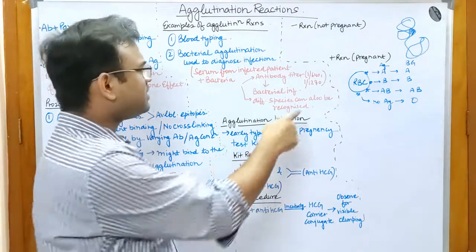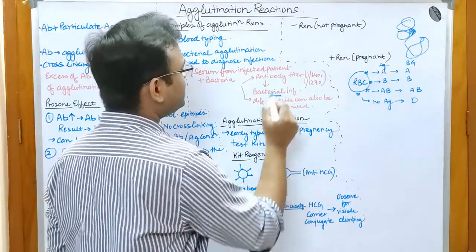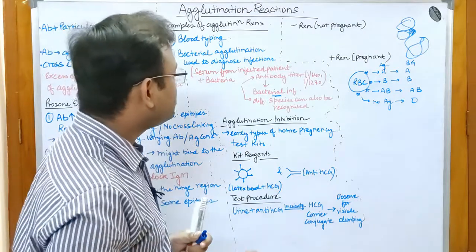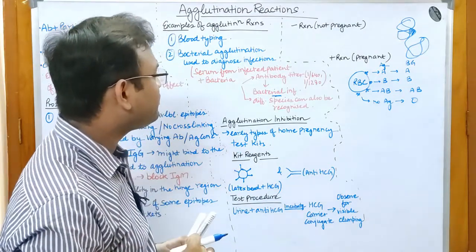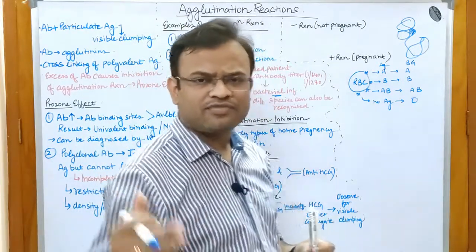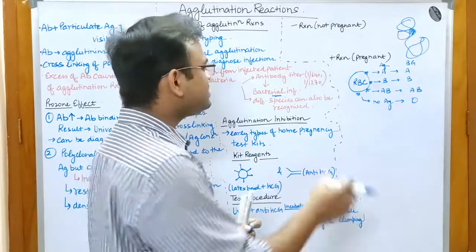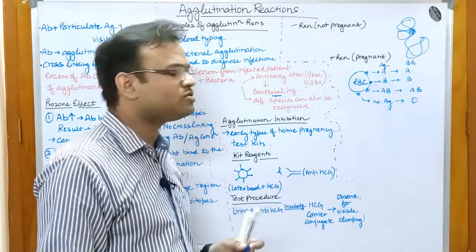So that means that bacterial infection can be identified. This is what I have written over here. You can easily identify bacterial infection, plus you can also identify the different species. Suppose Salmonella typhi, there are different species of Salmonella, Salmonella typhi being one of them. So you can easily identify that species also.